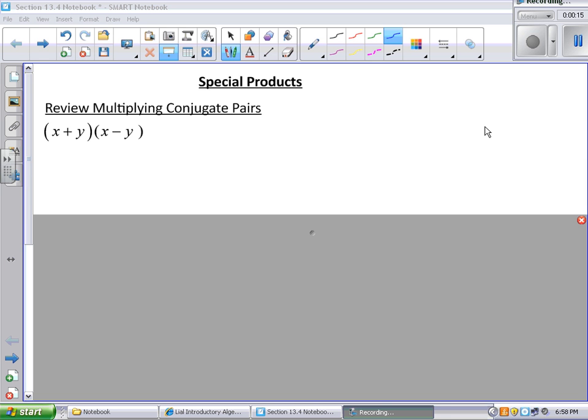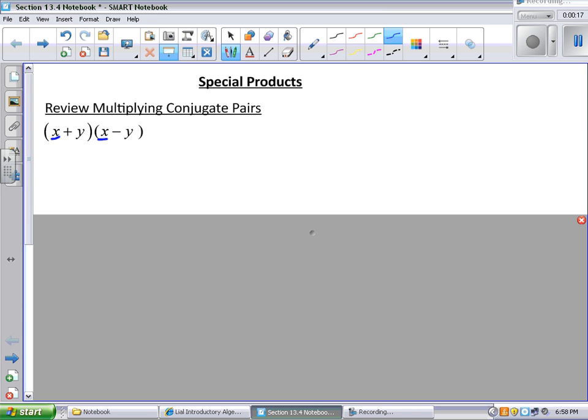When we have a conjugate pair, the first thing in each parenthesis is the same, and the last thing in each parenthesis is the same, but the signs are different. One parenthesis we're adding, and in the other we're subtracting.